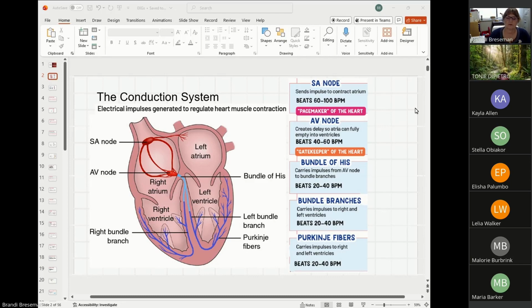So, any questions about this, the conduction system? You need to understand it, because when we start talking about reading the EKG, it's really about what is going on in that conduction system, and then what that makes the heart do.